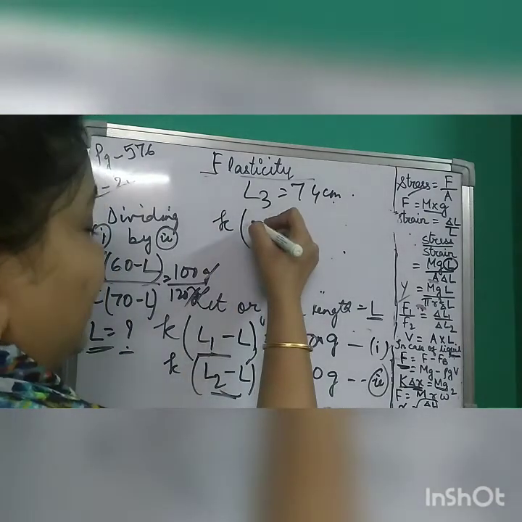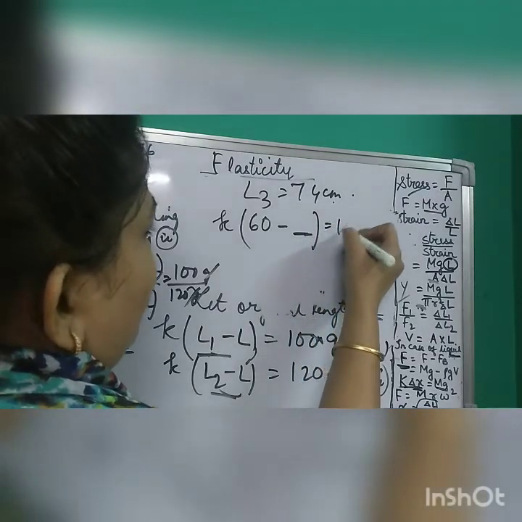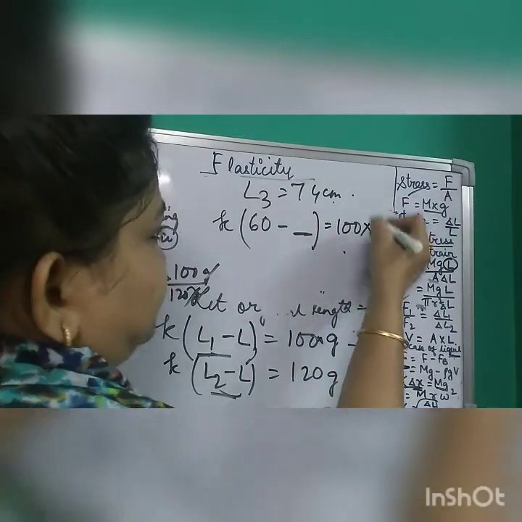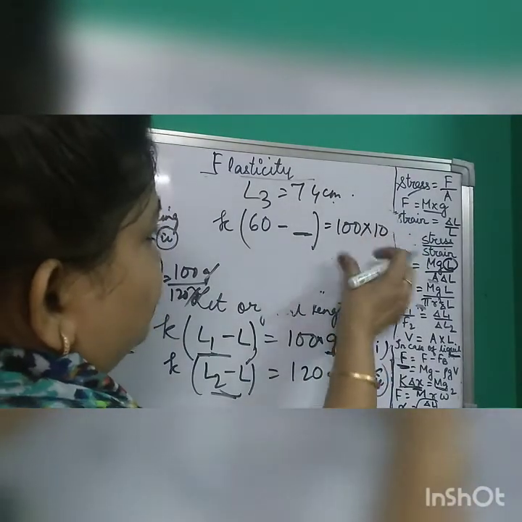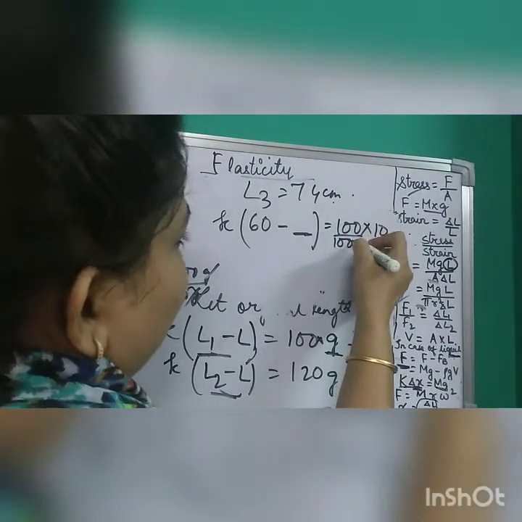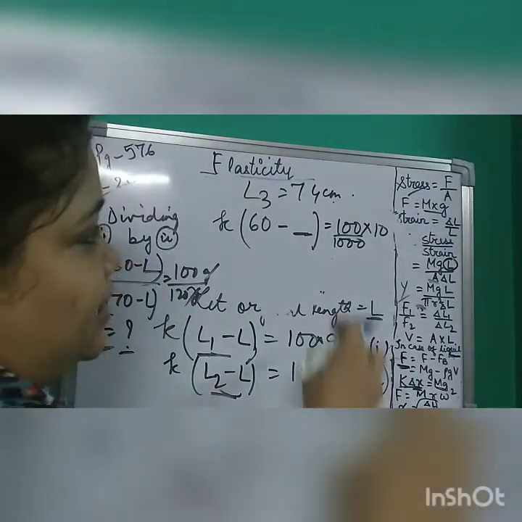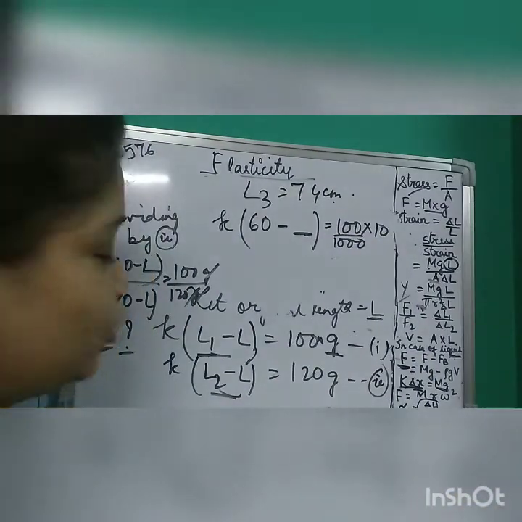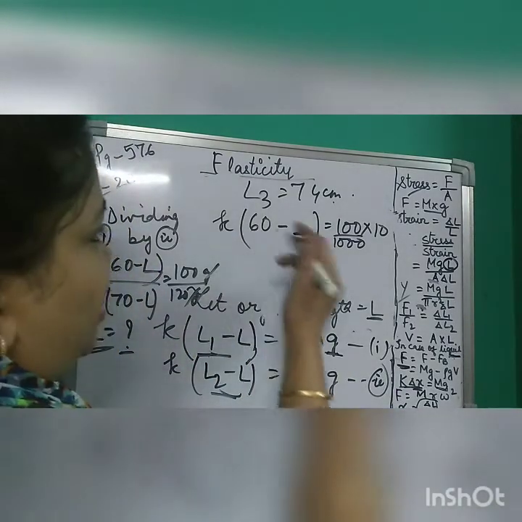L1 is given as 60, and L you are finding out is equal to 100 into 10. Now when you are using 10, you have to convert this also by 1000, because G is 9.8 meter per second square. Here we have taken it as gram. Here the units were the same, so I have not converted it. But to find out K, you have to convert it.